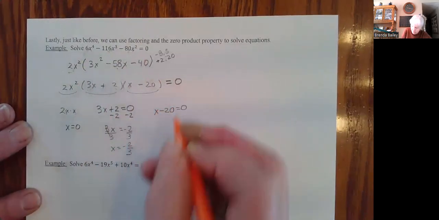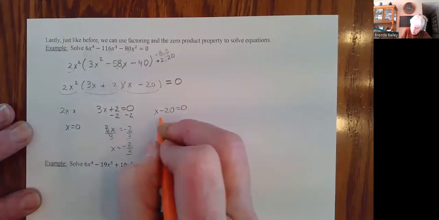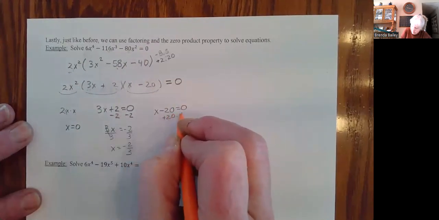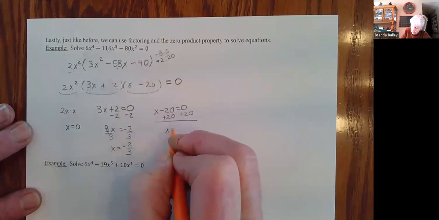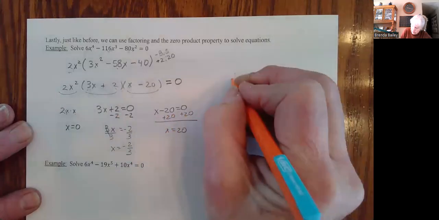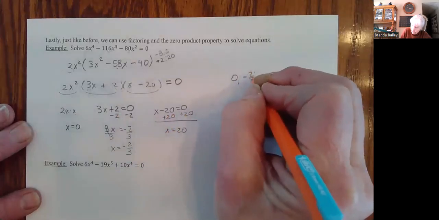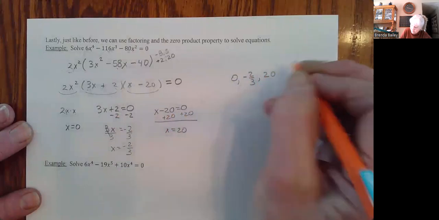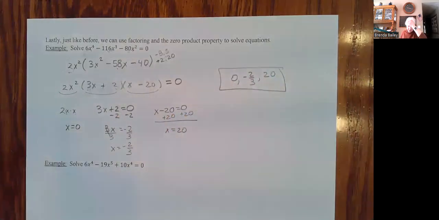And then the last one, maybe this one is 0. We only need one of them. Add 20, x equals 20. So our solutions are 0, -2/3, and 20 for our solution for that. All righty, so we're factoring in order to solve. And sometimes they're a little tedious, trying to come up with that right combination. All righty, let's look at our next one.